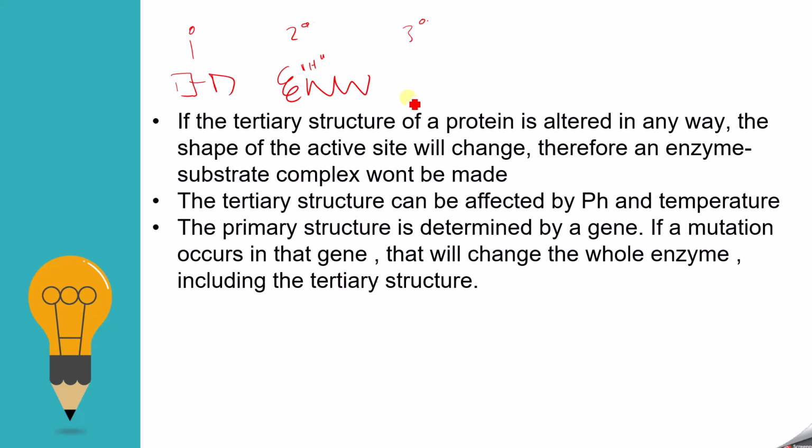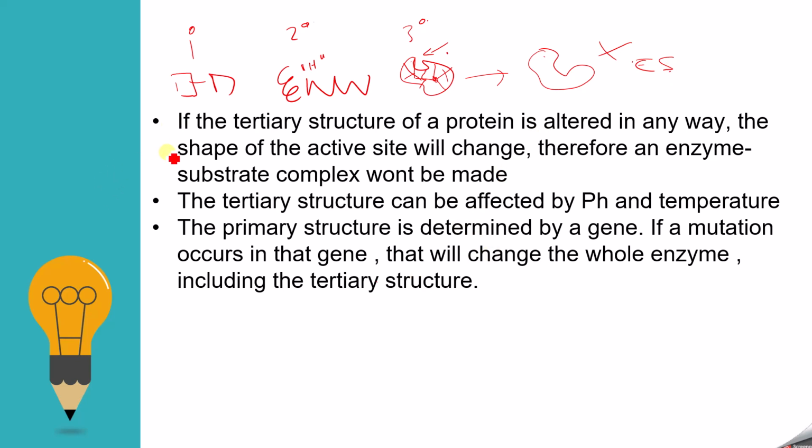If that tertiary structure is altered in any way, the shape of the active site will change. That's telling us that the active site is dependent on the tertiary structure. So we have an active site right here, and that active site is made because the amino acids have made certain bonds in certain places, creating this unique shape. Therefore, an enzyme substrate complex won't be made if the tertiary structure is changed in any way. That basically means the bonds are broken, and that results in a totally different shape, meaning no enzyme substrate complex. This is really important.